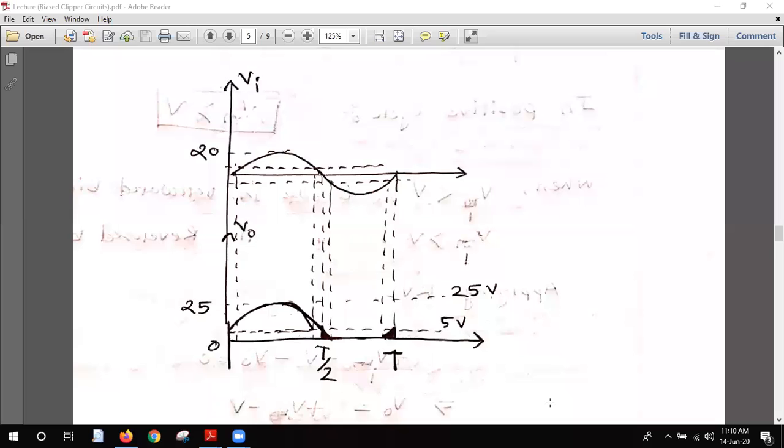So I am unmuting all my students. If there are any questions regarding this type of example, you can ask. Everyone is unmuted. My students? Yes, sir. Is there any question?